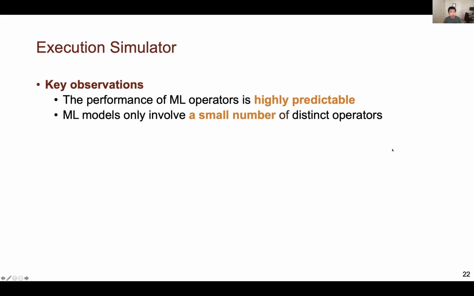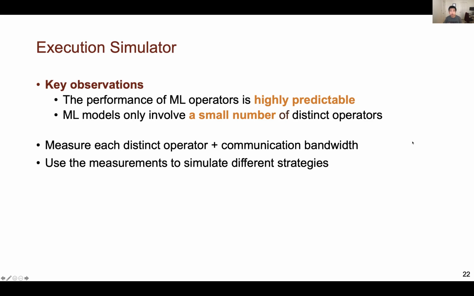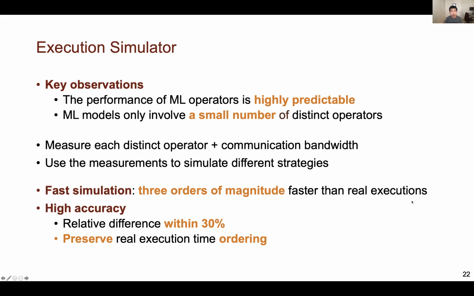The design of our simulator is based on two key observations about machine learning, especially deep neural network computations. The first observation is that the performance of most ML operators is highly predictable. This is because most ML operators are based on dense linear algebra, and their computation time on current accelerators is very reliable and predictable. The second observation is that although some ML models may have hundreds or up to thousands of operators, most operators in an ML model are the same, and each model only has a very small number of distinct operators. By using these two observations, we can directly measure each distinct operator and communication bandwidth once, and use these measurements to simulate different strategies. This achieves very fast simulation and also high accuracy. We will cover more about this in a later talk.